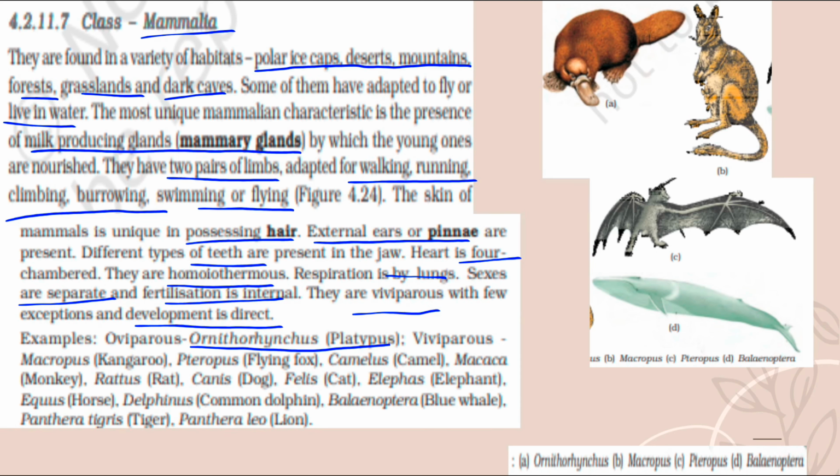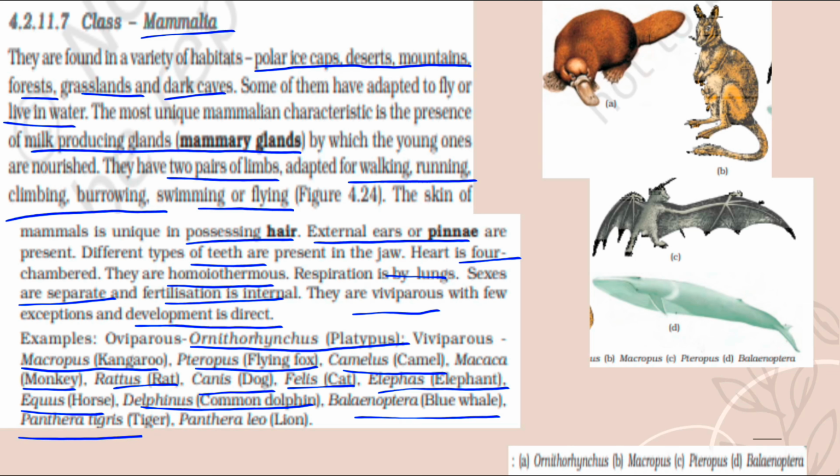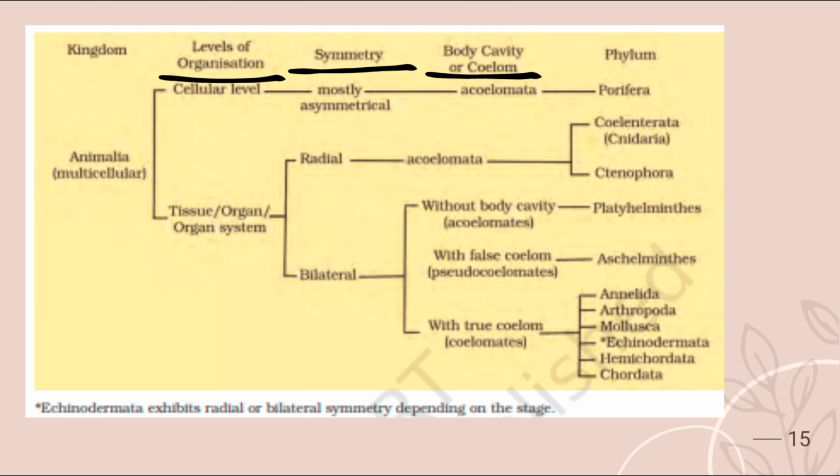Ornithorhynchus, which means platypus, is an exception, and all the rest of the examples are viviparous. Macropus kangaroo, Pteropus flying fox, Camelus camel, Macaca monkey, Rattus rat, Canis dog, Felis cat, Elephas elephant, Equus horse, Delphinus dolphin, Balaenoptera blue whale, Panthera tigris tiger, Panthera leo lion. Platypus, Macropus, Pteropus, Balaenoptera. This NCERT chart is very important.